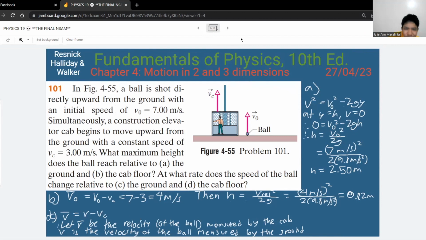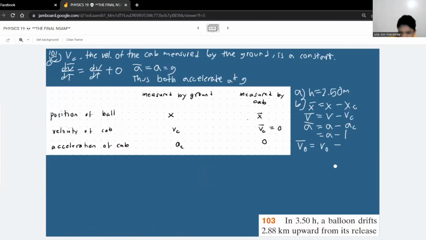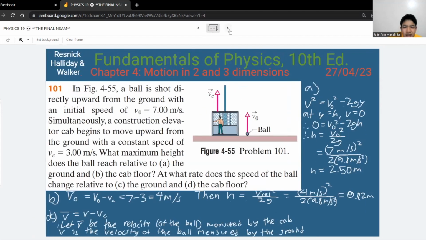Yeah, kasi that's still yung V. So V bar 0 is equal to V naught minus VC. So it's still going to be true that that is going to be 4. Anong magbabago? The maximum height.